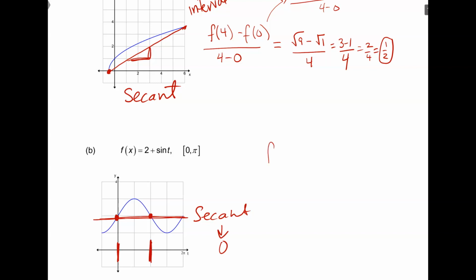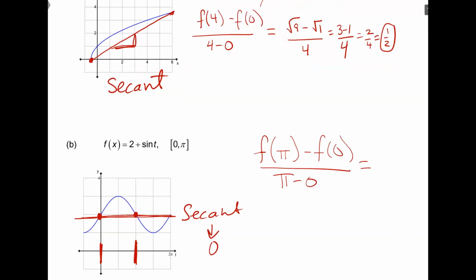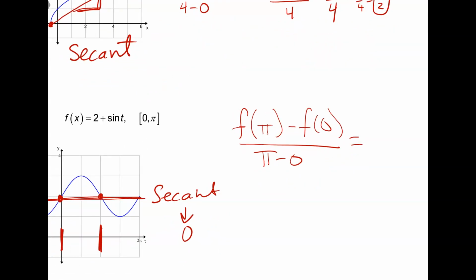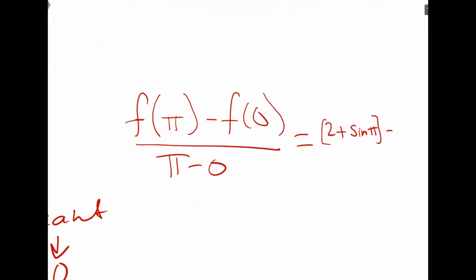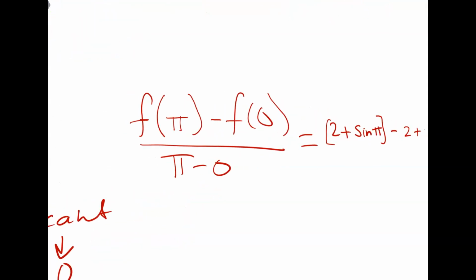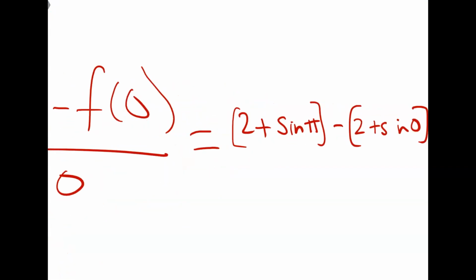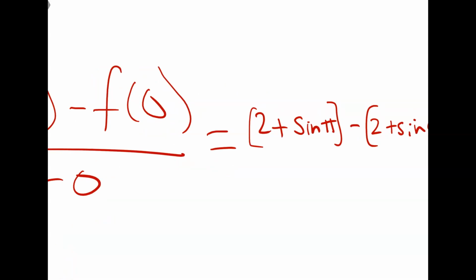Cool to double check. So I'm going to be taking my secant, so f of pi minus f of 0, divided by pi minus 0. So we'll plug in. I have 2 plus sine of pi minus 2 plus sine of 0, all over pi minus 0. What is sine of pi?